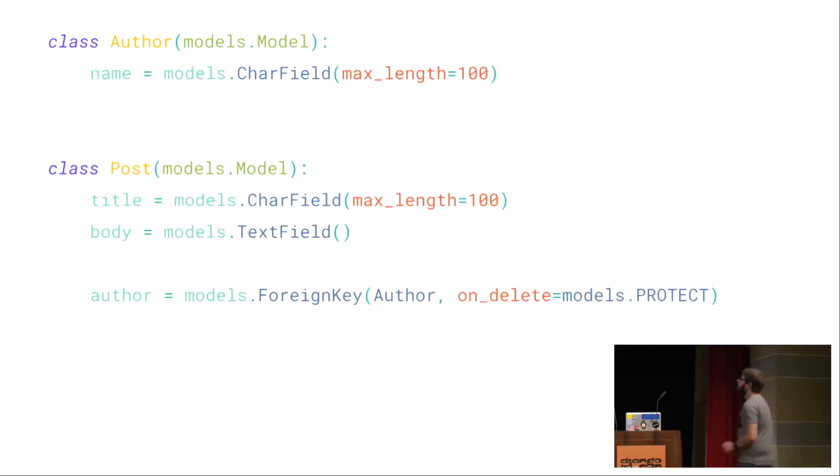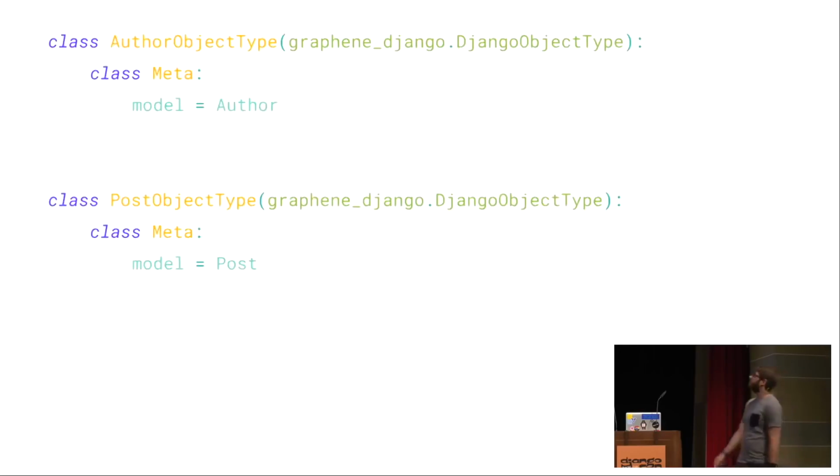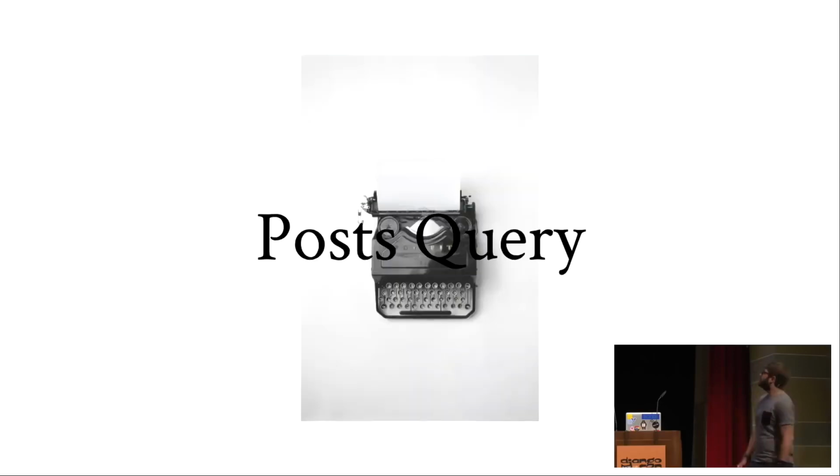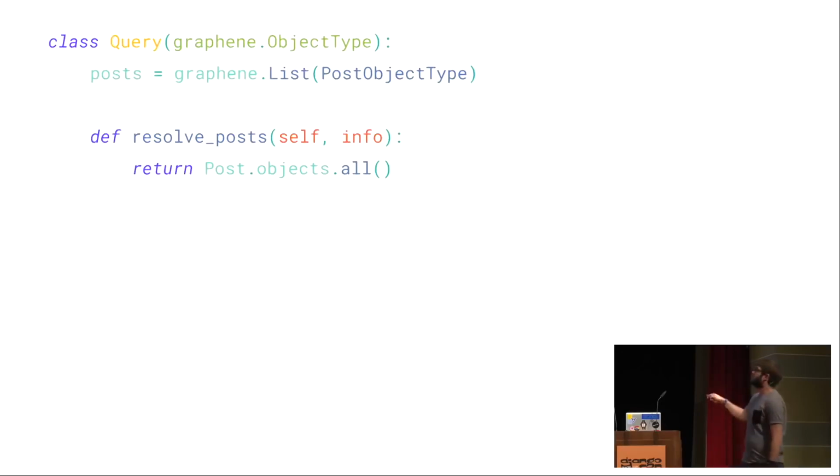So let's make a simple API. Let's suppose that we have these two models. We have an author model, just with a name, and then we have a post with title, body, and a foreign key to author. What we have to do first is to create the object types, which is quite simple with Graphene Django, because you just need to create a couple of classes and specify the model in the Meta. And that's it. So you already have the object types. Then we have to create the query. So we create a simple class that extends ObjectType, and then we define the post field, which is a list of PostObjectType. And then we create a resolver that's going to return all the Post objects in the database.